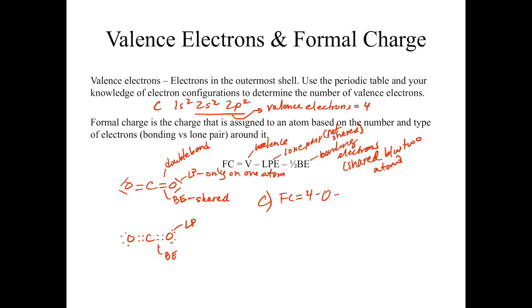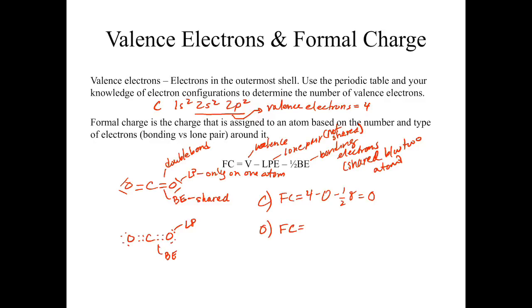And now we're going to count up the number of bonding electrons. In this case, there are 1, 2, 3, 4 bonds, so that means we're going to have 8 bonding electrons. Each one of those bonds has 2 electrons in it. So we're going to take 1/2 of 8. So 4 minus 0 minus 1/2 of 8, which is 4, is going to give 0.